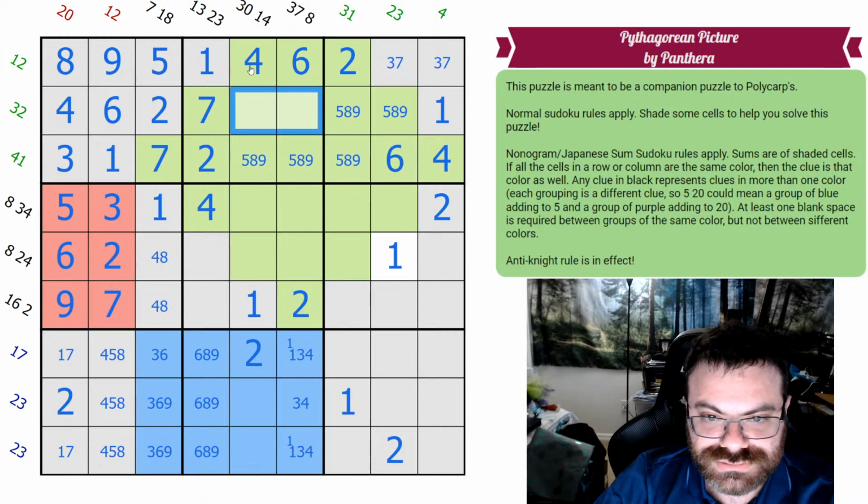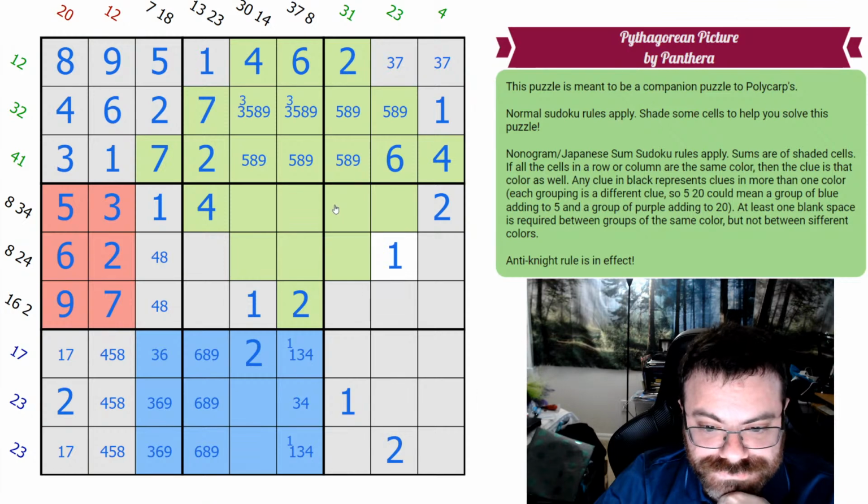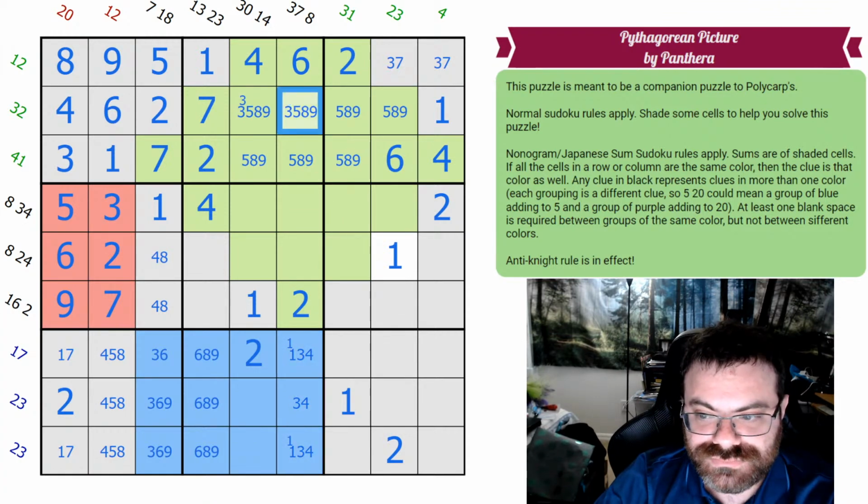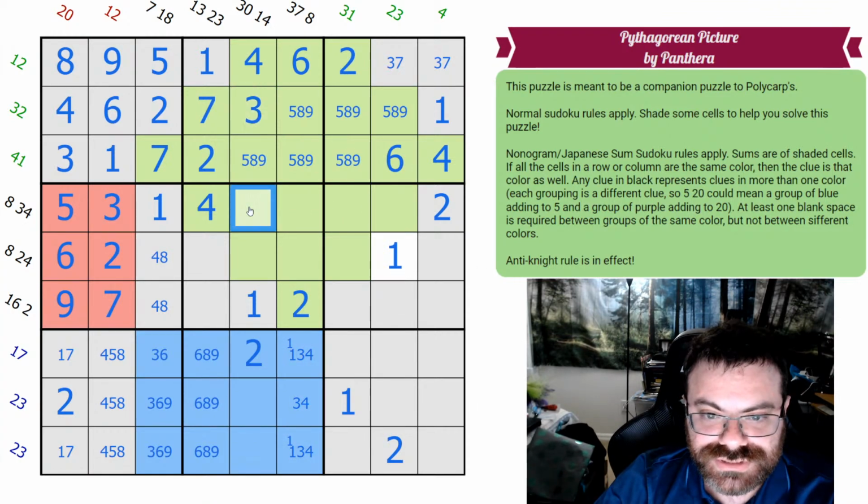What do I actually need here? I need 3, 5, 8, 9. I'll use this 3. The 1, 3, 4 does see up. So that is 3.